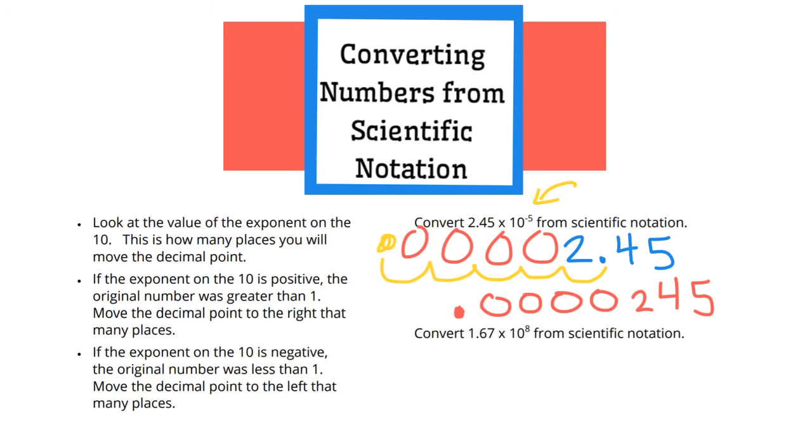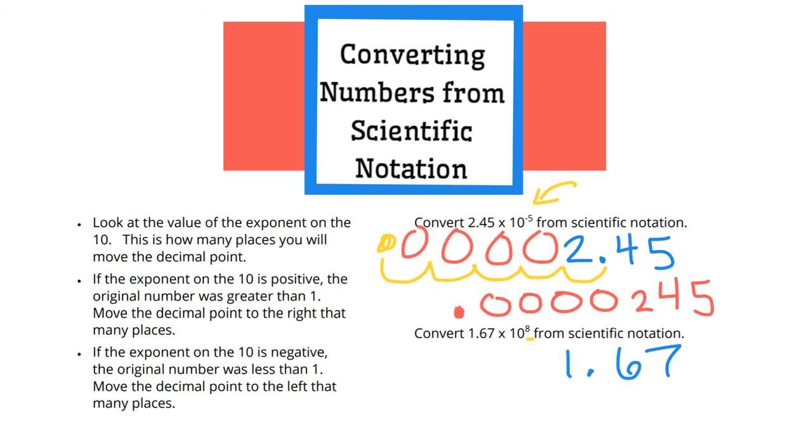If you would like to try this example out on your own, go ahead and pause the video now. Convert 1 and 67/100ths times 10 to the power of 8 from scientific notation. So I'm going to rewrite my number 1 and 67/100ths. I notice that my exponent is a positive. So that means I need to end up with a number that is greater than 1.